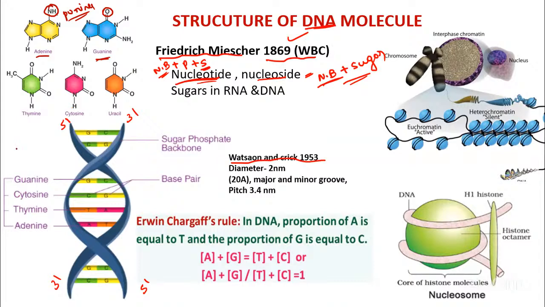Then coming to the pyrimidines, there will be three: thymine, cytosine, and uracil. Thymine is present only in the DNA, and uracil is present only in the RNA. We also call thymine methylated uracil, because a methyl group is there. The structure is the same as uracil, but with a methyl group, and we call that thymine. Kindly remember this: thymine, cytosine, and uracil.